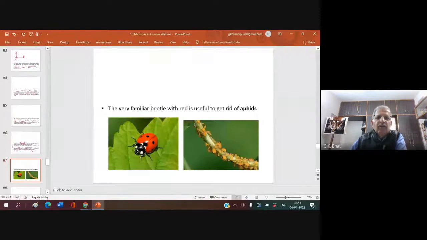Okay, now let us see. The very familiar beetle, the beetle with the red and black color, is useful to get rid of aphids. Yesterday I said to see the aphids.